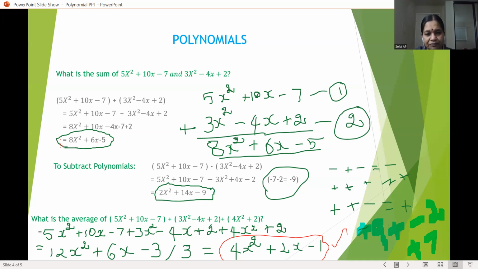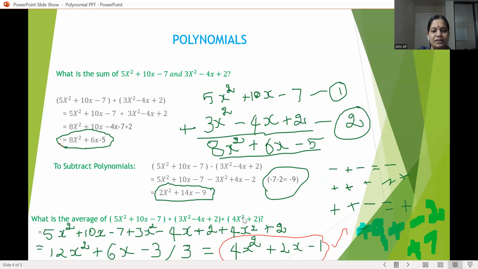Now you have to be careful. Minus 7 minus 2, it's minus 9. When you add minus and minus, you put the minus sign, but you have to add both numbers, 7 plus 2, which is 9. So I explained that minus 7 minus 2 equals minus 9.